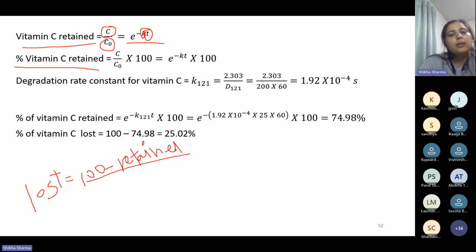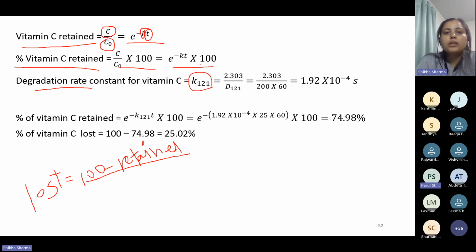If we calculate in percentage, we can multiply both sides by 100. So C by C naught into 100 is equal to e to the power minus kt into 100. We need to put the degradation rate constant, the k value, in this equation, but we don't know the k value.